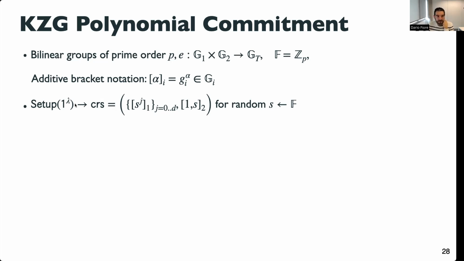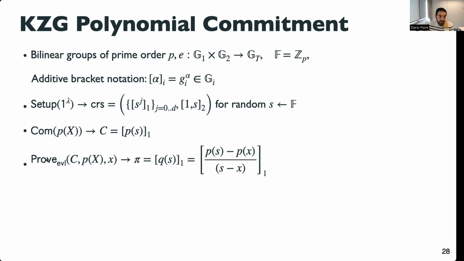Okay, so the CRS of KZG is these powers of a secret point s given in the exponent, in group 1, and then we keep just the generator g2 and g2 to the s in group 2 for some random s. How do we compute a commitment to a polynomial P? We just compute P of s in the exponent. This can be done because if you have the coefficients of P, you can just do linear operations on the elements of the CRS.